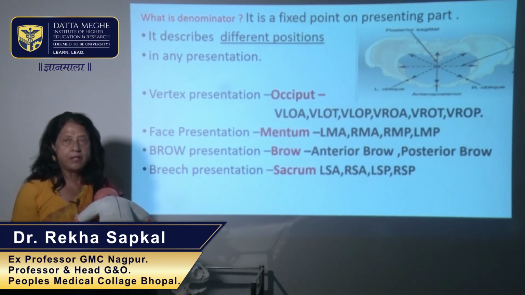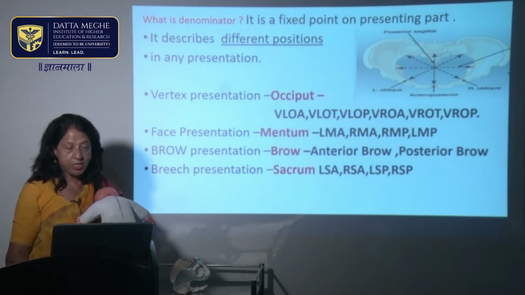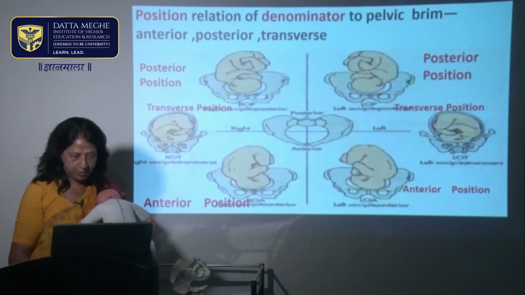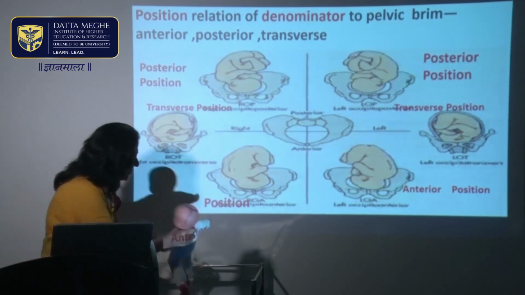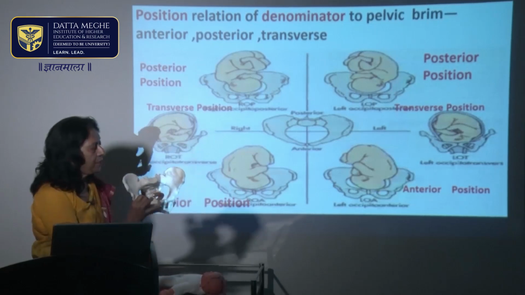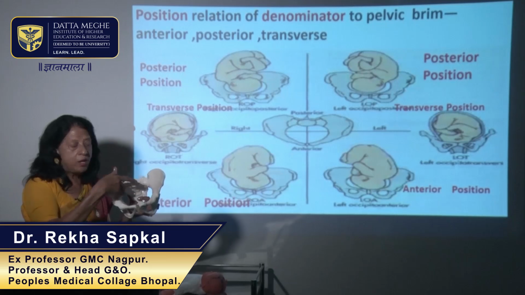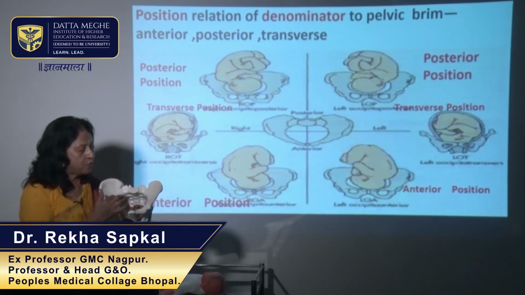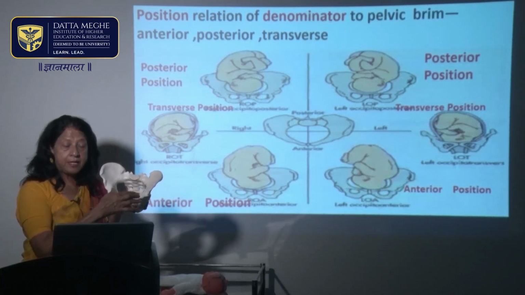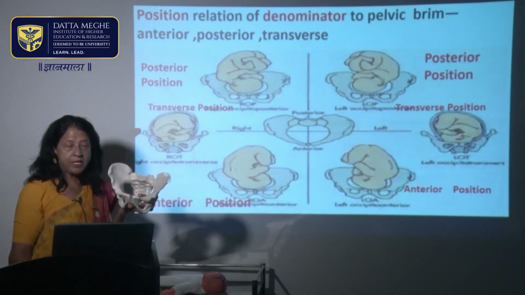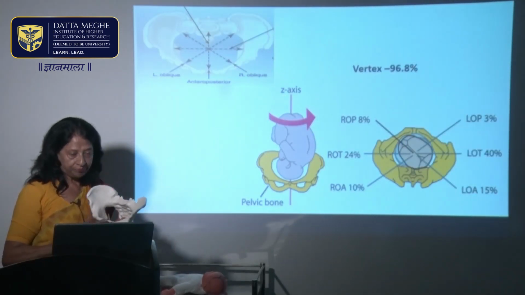So, in any presentation you must remember what the denominator is, and you can name the position, that is, the position of the fetus in the uterus. When the denominator is in the posterior part of the pelvic brim, it is the posterior position. When the denominator is in the transverse direction, it is a transverse position. When the denominator is in the anterior segment of the pelvis, it is an anterior position. Like that we describe different positions in a given presentation.